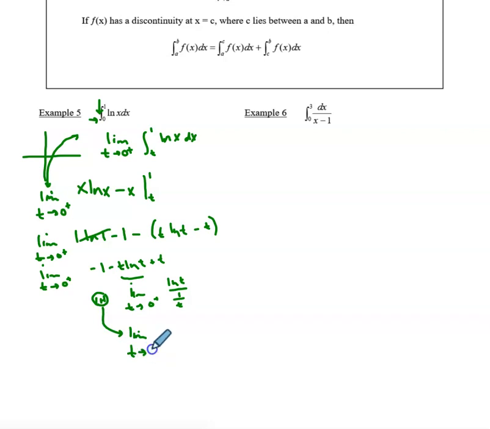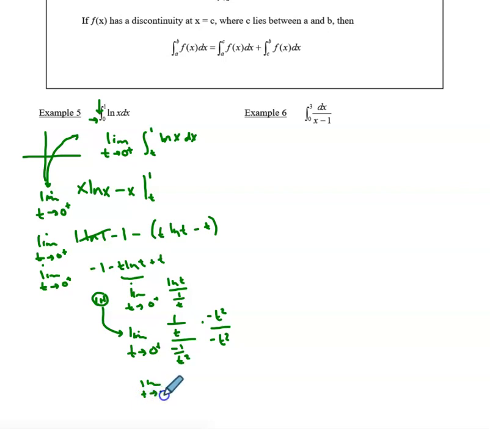I have the limit as t goes to 0 from above, and the ln of t differentiates to 1 over t. 1 over t differentiates to negative 1 over t squared. And by the way, I can apply L'Hopital's rule here because this goes to negative infinity and this goes to positive infinity. And when I have an infinity over an infinity, it is a L'Hopital's rule problem. So now I can simplify this by multiplying by negative t squared over negative t squared. My denominator cancels and my numerator just goes to negative t.